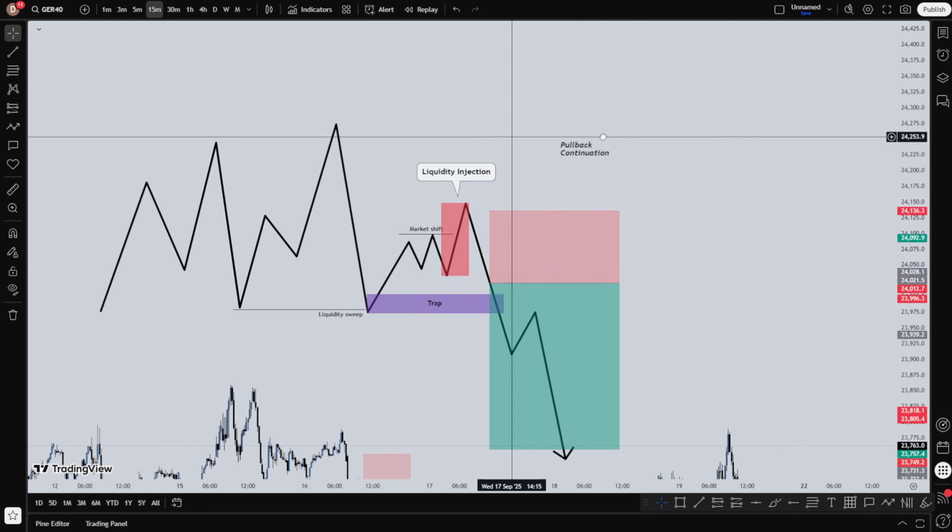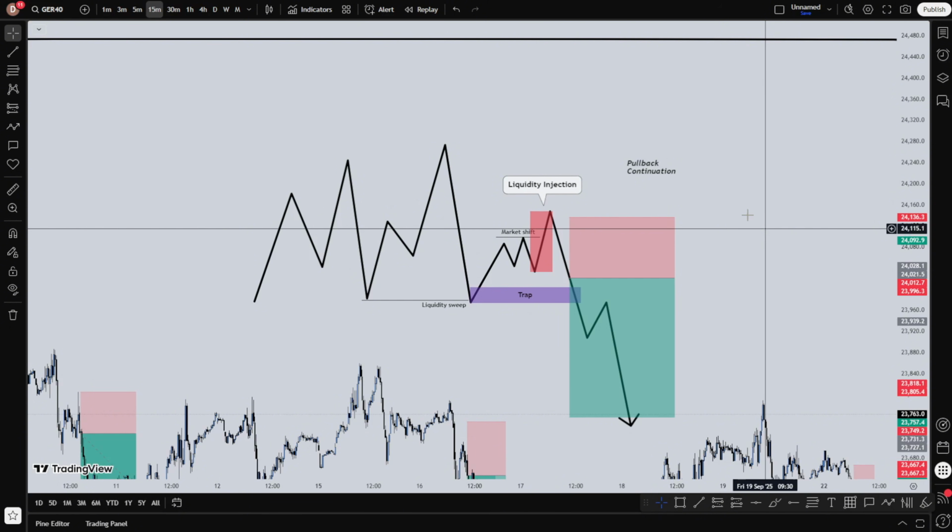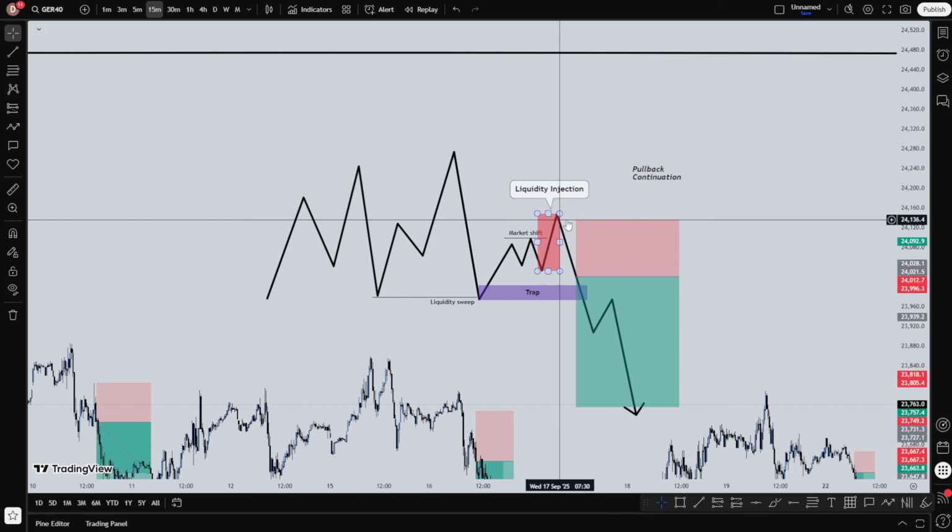So in this video I'll be going over this model just a little bit. I'm not going to go into details, but just a little bit of understanding of the model.